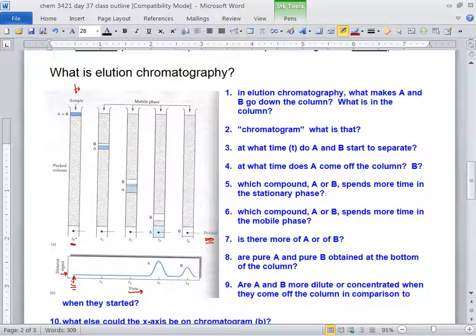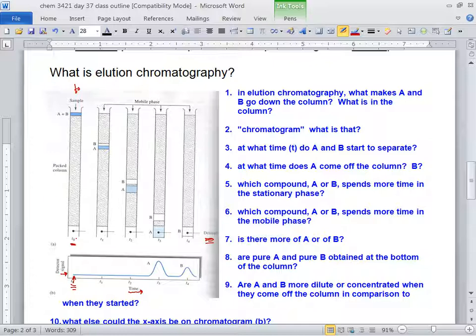In elution chromatography, Jeff, what makes A and B go down the column? Gravity, yeah. Gravity is making everything go down. I'd say that's a good answer, but it's a little more complicated, because gravity's pulling the mobile phase down, but then your A and B have to be somewhat soluble to some degree in the mobile phase for it to be pulled down by gravity, right? But all that works.